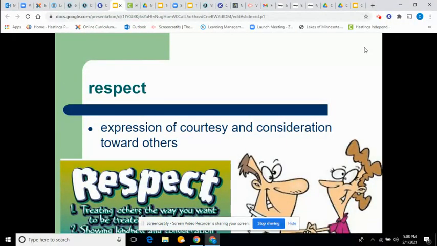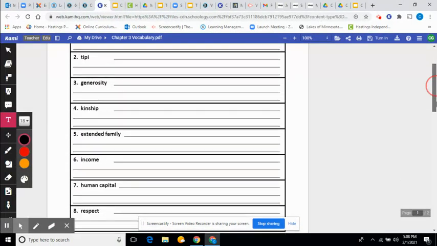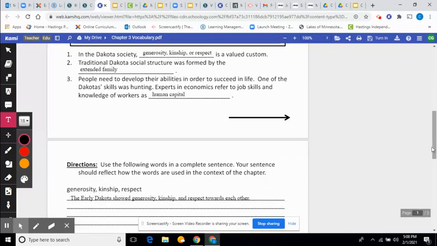So those are the 8 terms, and I'm going to go back to the learning activity itself and go through the fill in the blank questions. Number 1, in the Dakota society, generosity, kinship, or respect is a valued custom. Any one of those answer choices would have fit perfectly. Number 2, traditional Dakota social structure was formed by the extended family. And lastly, people need to develop their abilities in order to succeed in life. One of the Dakota skills was hunting.